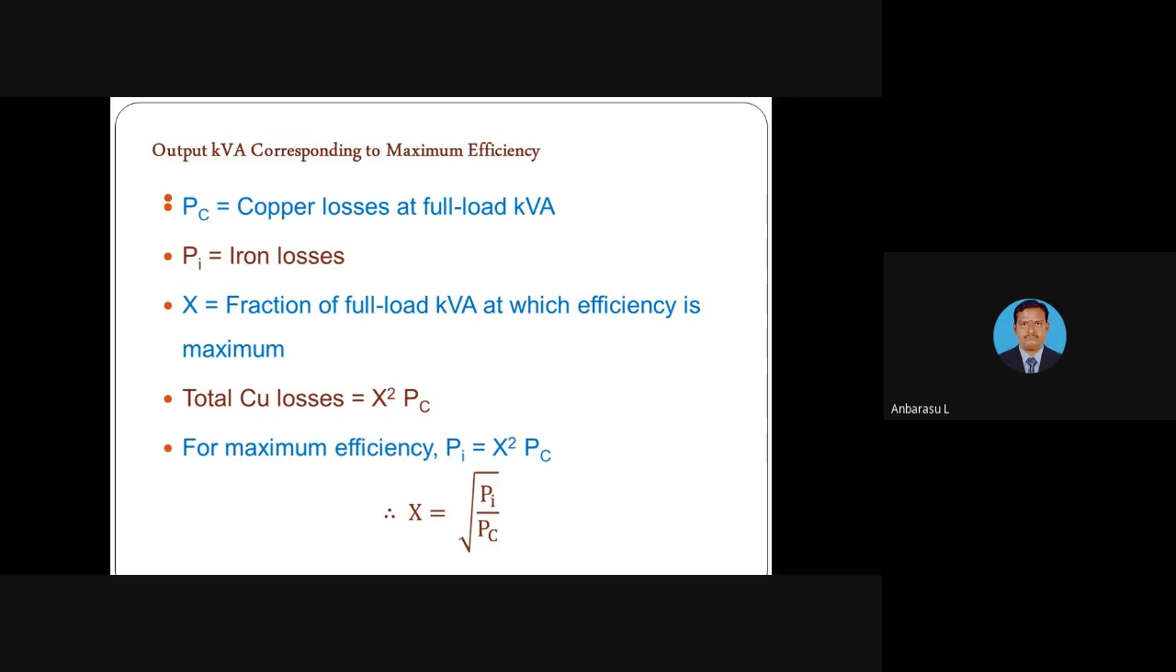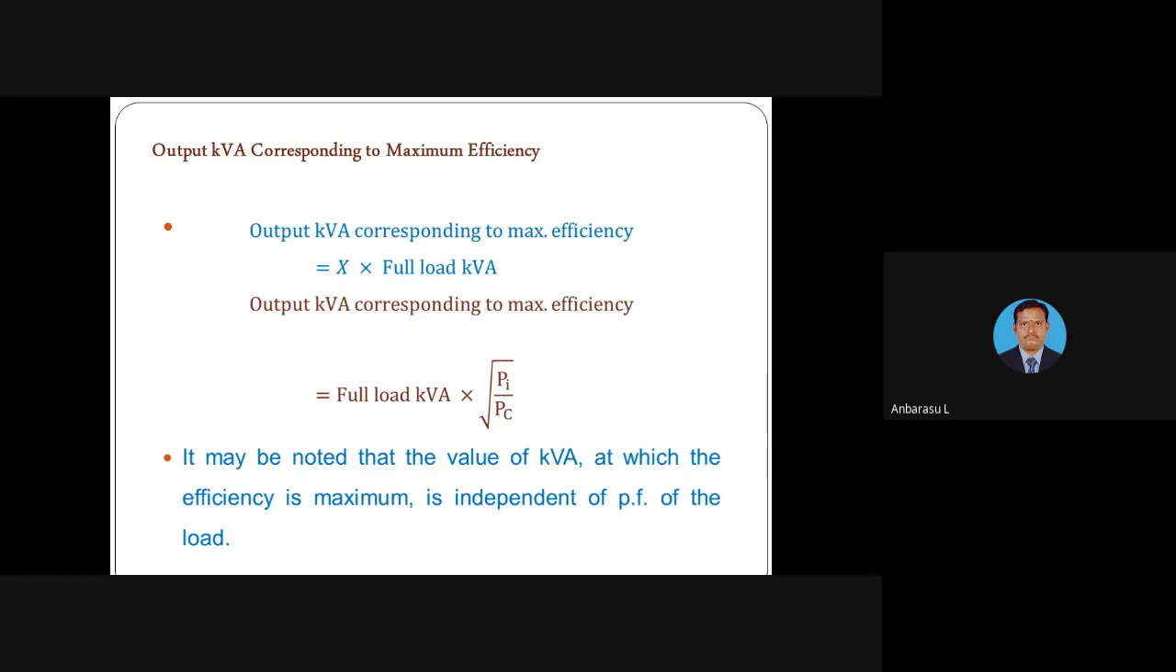The total copper losses equal X square into Pc. For maximum efficiency, we can apply the condition Pi equal to X square into Pc. So finally we can get the fraction of full load kVA at which efficiency is maximum, that is X equal to square root of Pi by Pc. It is the formula for output kVA corresponding to maximum efficiency. Output kVA corresponding to maximum efficiency is equal to X into full load kVA, which is equal to full load kVA into square root of Pi by Pc.